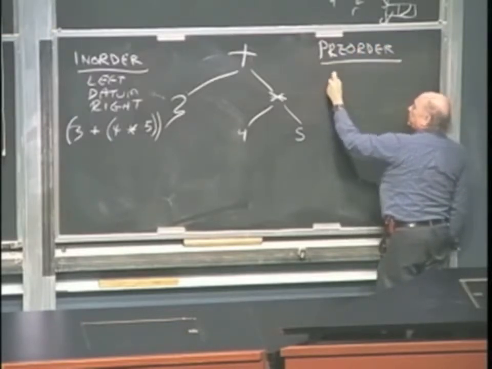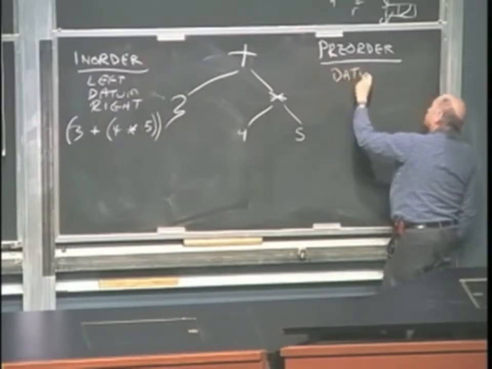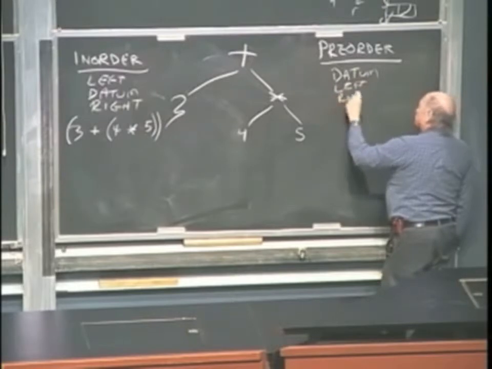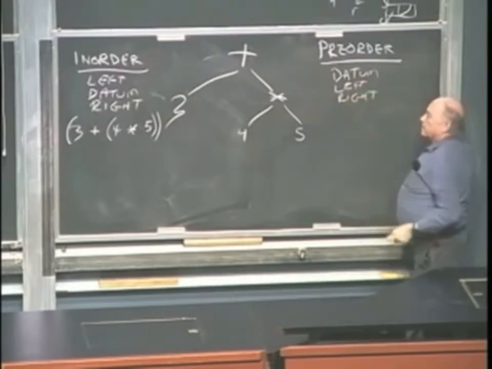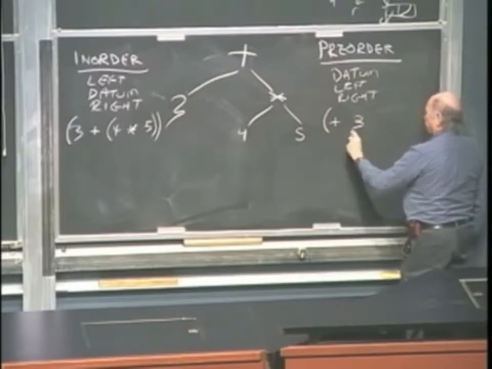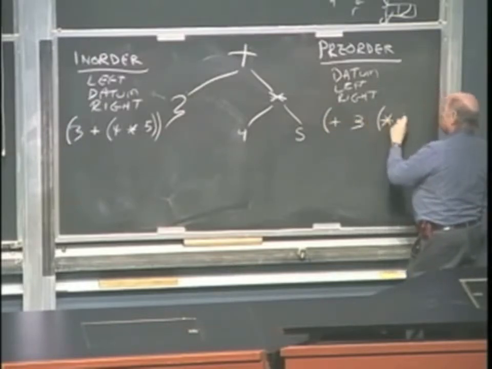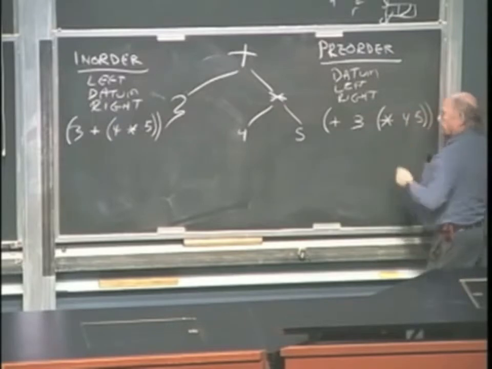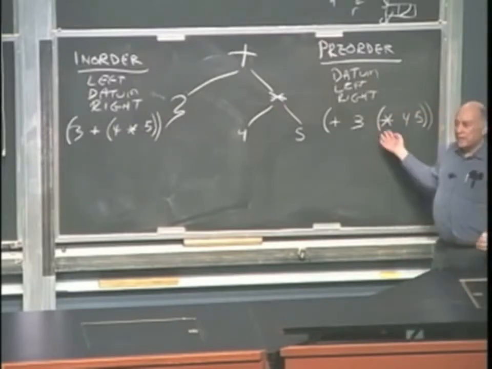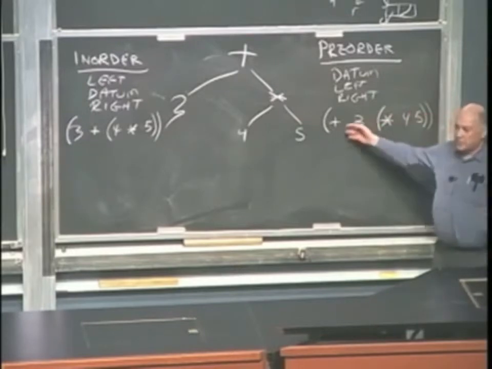Next we have pre-order, also very interesting, where we say datum, then left, then right. That gives us plus 3 times 4, 5, which 2 months ago you might not have thought very interesting, but now you can see is sort of the center of the universe.